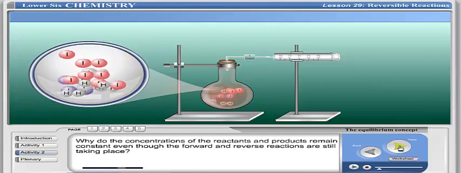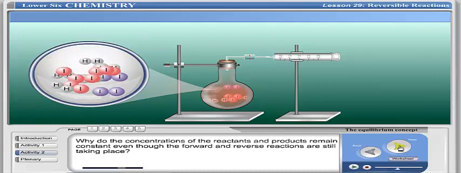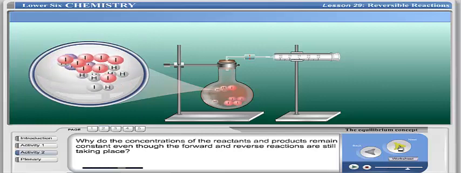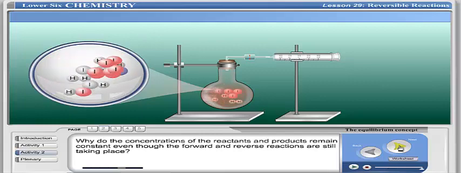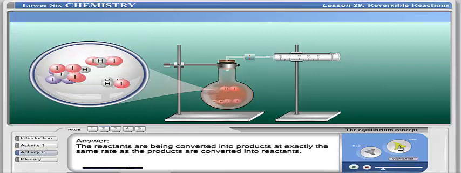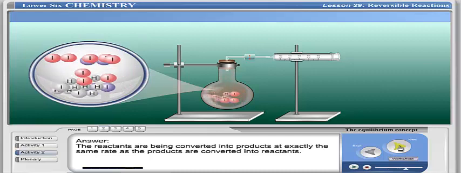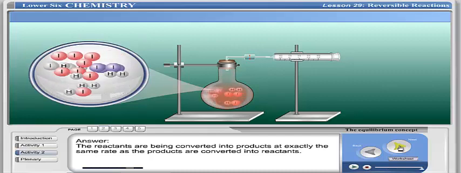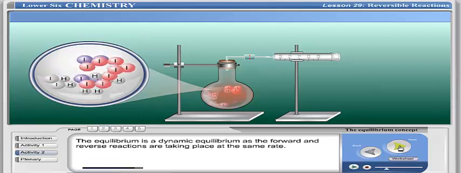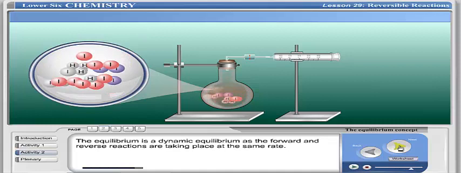Why do the concentrations of the reactants and products remain constant even though the forward and reverse reactions are still taking place? Answer: the reactants are being converted into products at exactly the same rate as the products are converted into reactants. The equilibrium is a dynamic equilibrium as the forward and reverse reactions are taking place at the same rate.